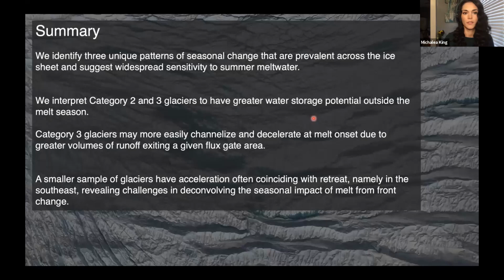All right, I won't walk through these summary points, but essentially there are non-uniform changes across the ice sheet. There are categorical differences in geometry and environmental conditions that are starting to explain some of these categorical differences. And there's a lot more considerations that we need to think about with incorporating changes at the front into this whole puzzle as well.